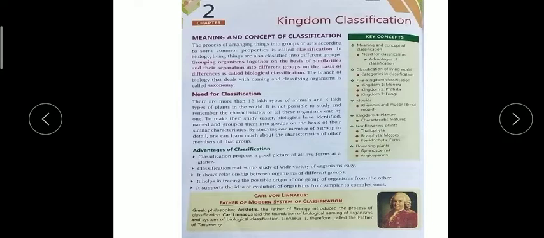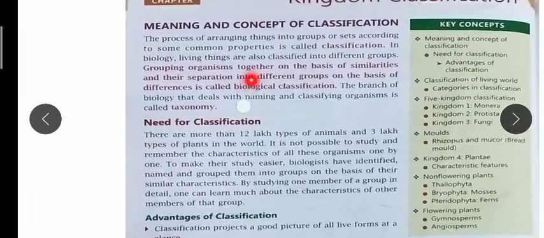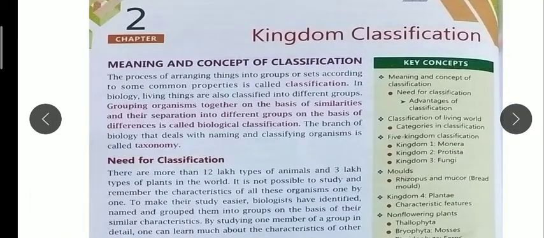So students, today I am going to explain chapter number 2, Kingdom Classification. As you all know, there are billions of species present on earth, and it is very difficult to know each one of them. So classification is very important. What is classification? The process of arranging things into groups or sets according to some common property is called classification.